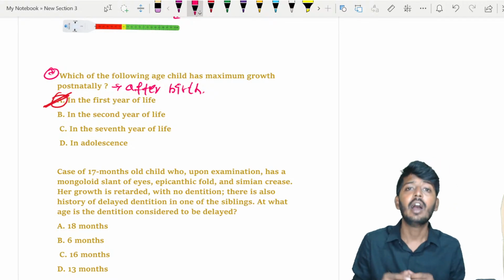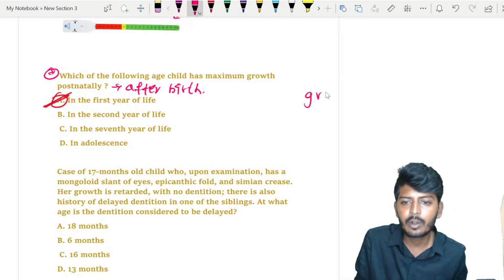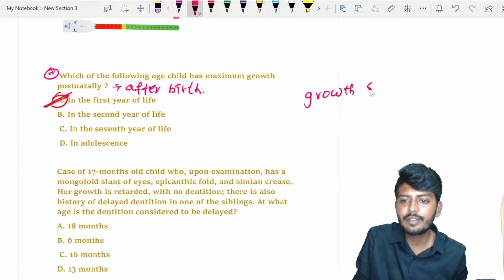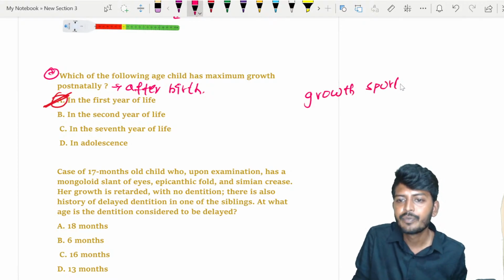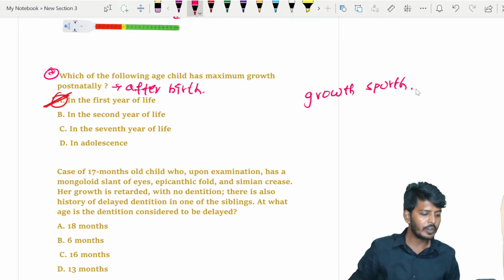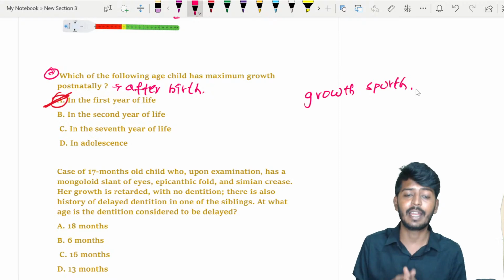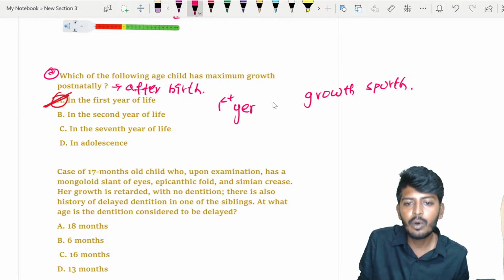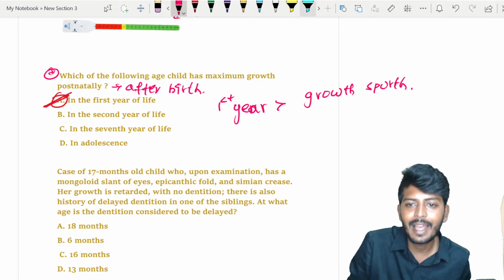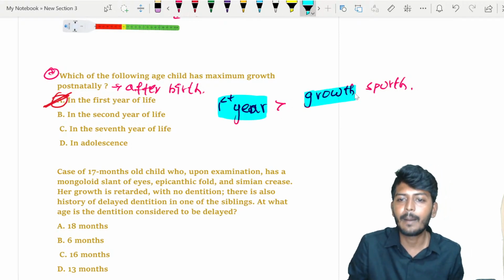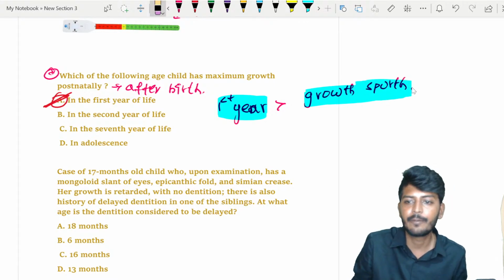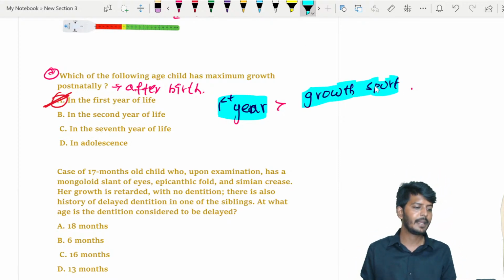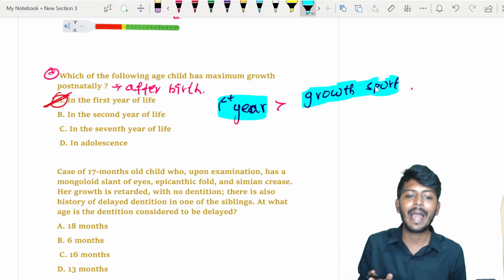Sir, what about the growth spurt? Yes, the growth spurt is there, during the time of maturation. But when you compare the first year of life and the growth spurt, the first year of life is the more correct answer. The first year of life has the highest growth compared to the growth spurt. Never make a mistake. First year of life is the maximum growth.